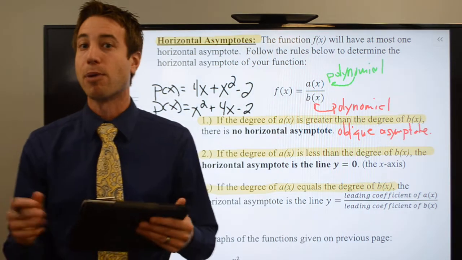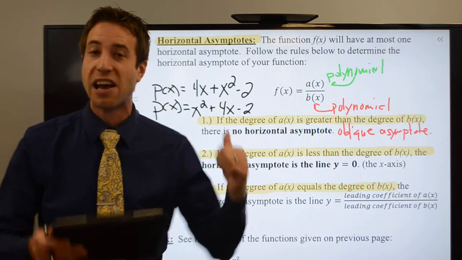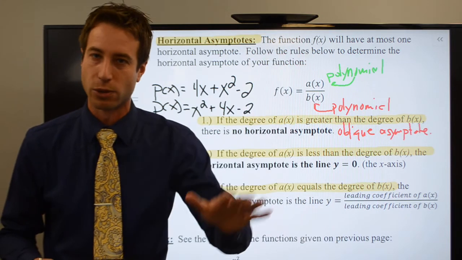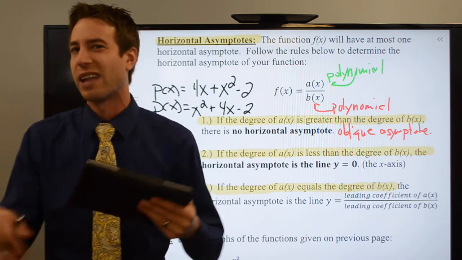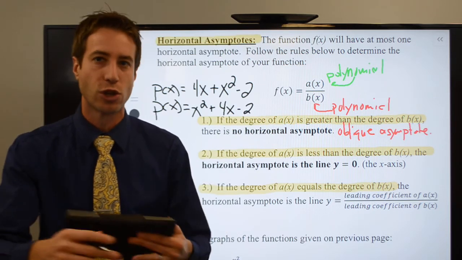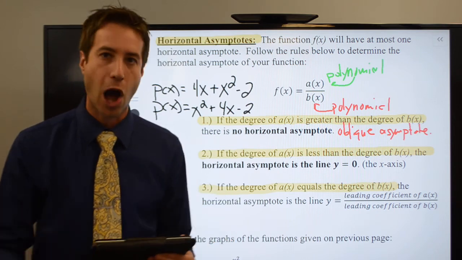I got a couple of example problems for us to work through to practice figuring out these rules. Vertical asymptotes, that's easy. Set the denominator equal to 0 and solve. But these 3 rules for horizontal asymptotes, it's kind of new and we need to get a little practice. So head on over to the next page in the notes. We'll try a couple of these together. I'll meet you guys there.